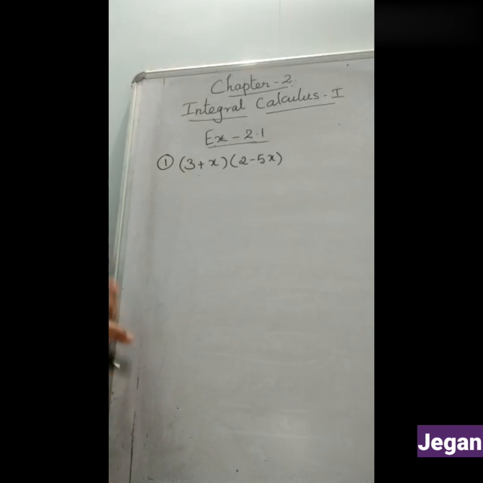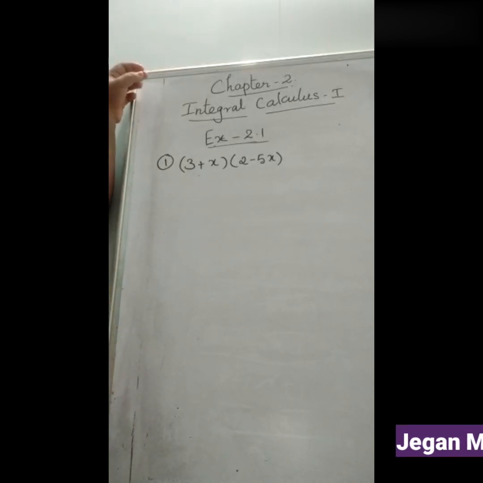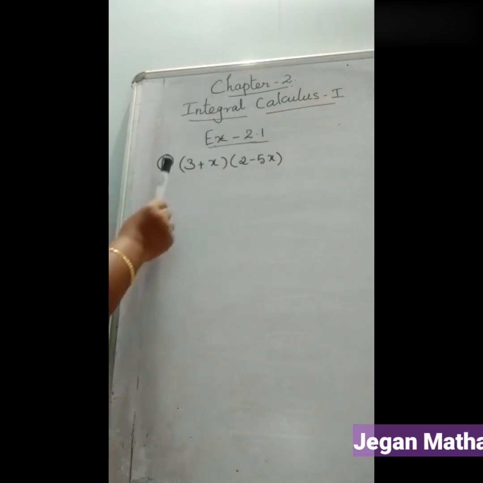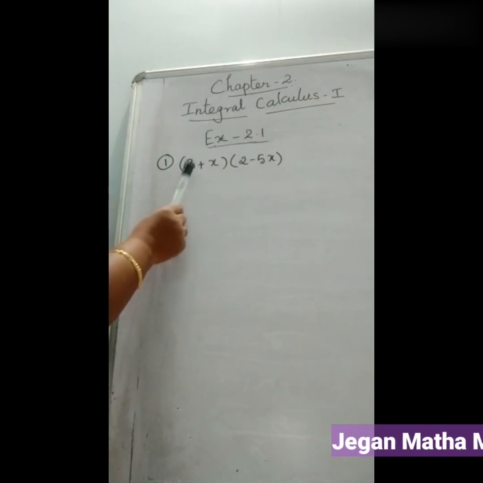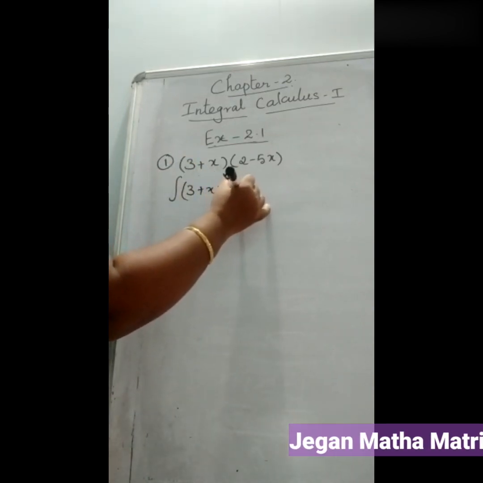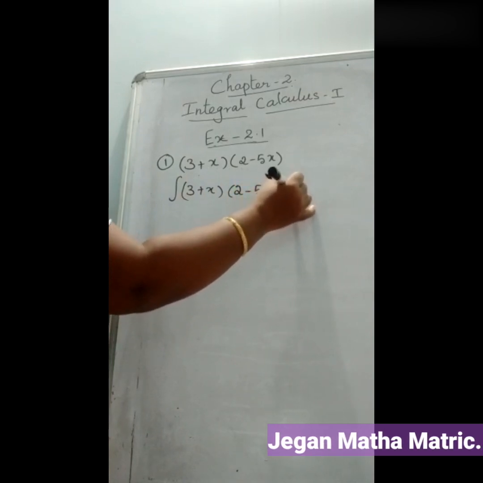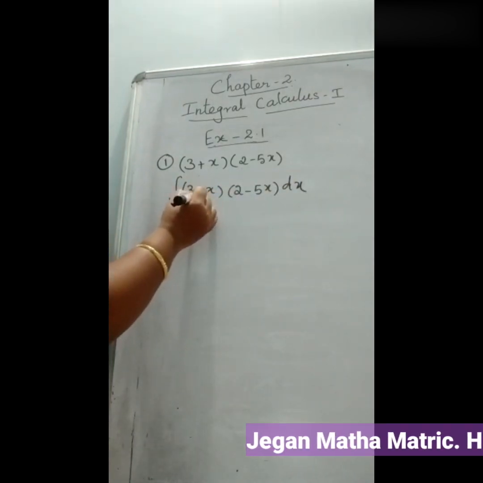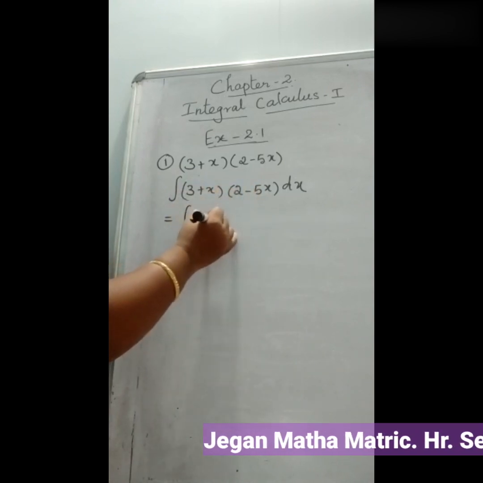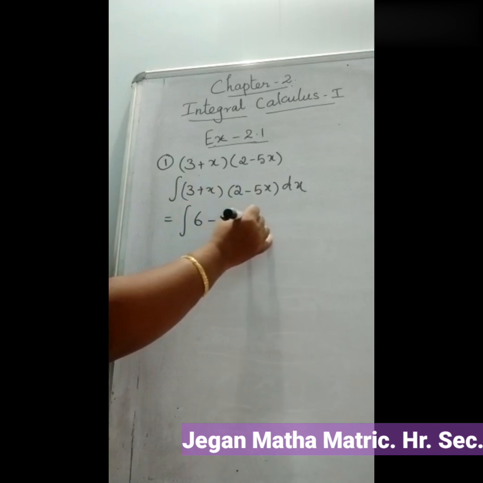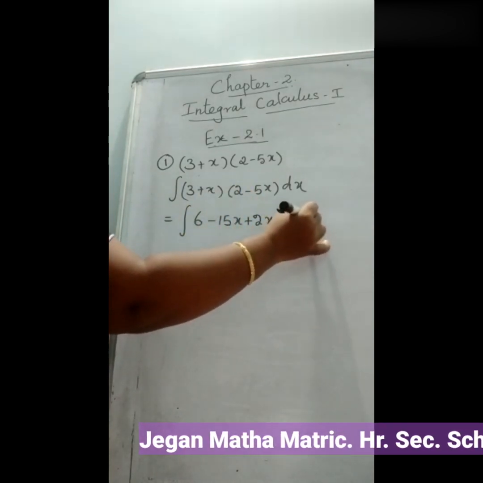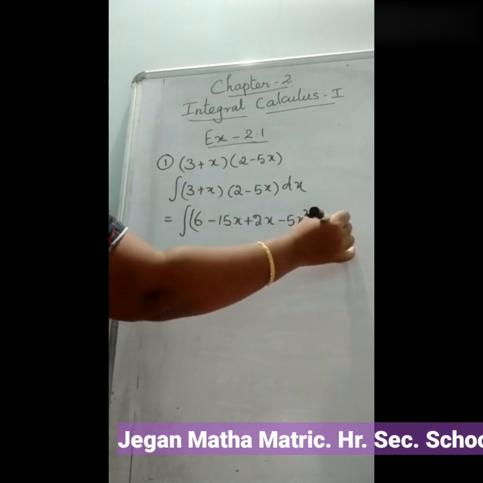Hello students, today we are going to see 12th standard business maths chapter 2, integral calculus 1, exercise 2.1. Let us integrate (3 + x)(2 - 5x) dx. First you have to multiply these two terms: the integral of 6 - 15x + 2x - 5x² dx.